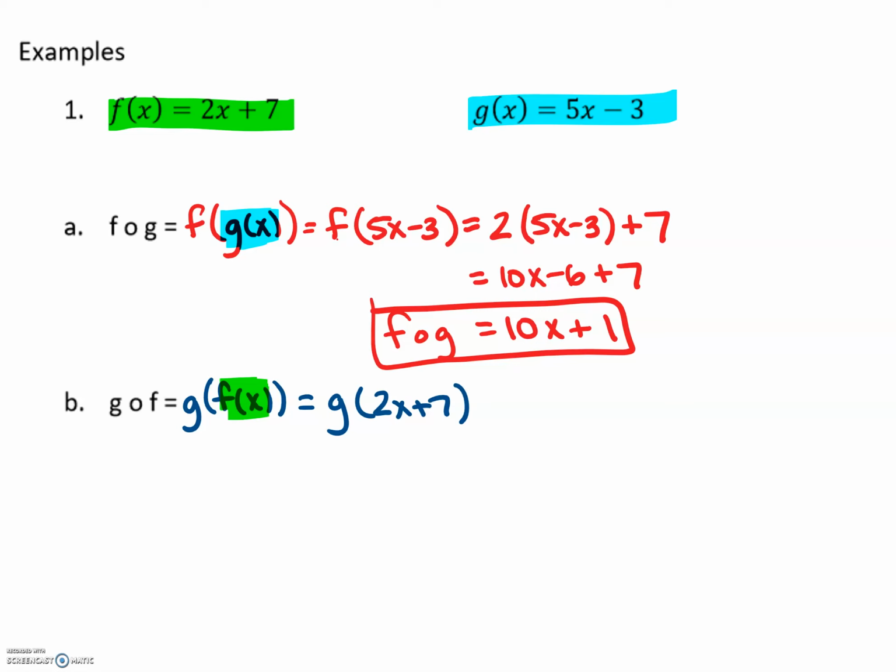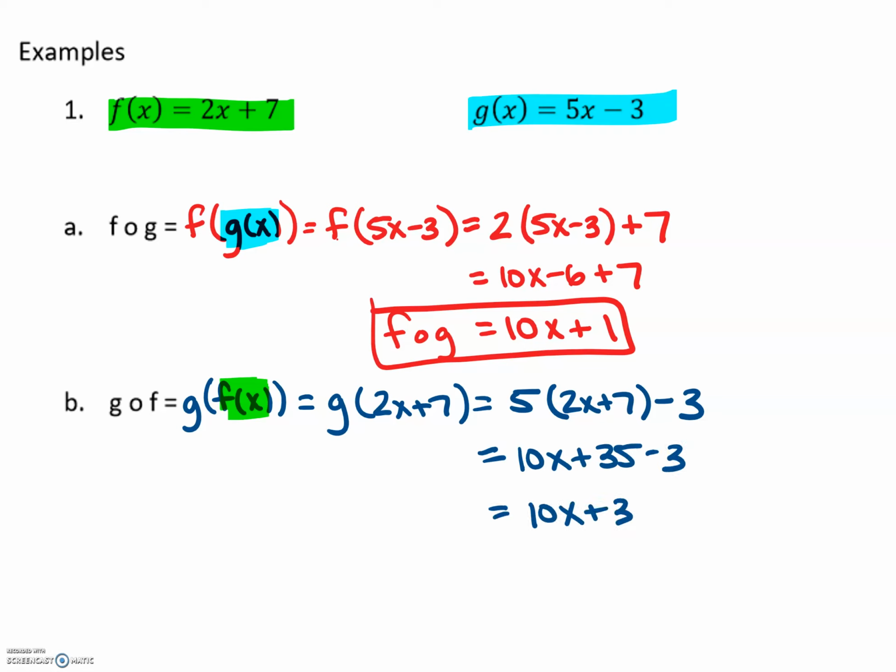Now it's telling me to go to my g function, so I go up to my g function and start writing it down. It's a 5. There's an x, but it's telling me to replace x with 2x plus 7. Then I finish writing g, so minus 3. Now I have to simplify, so I distribute that 5 and get 10x plus 35 minus 3, which is 10x plus 32. So g of f is 10x plus 32.